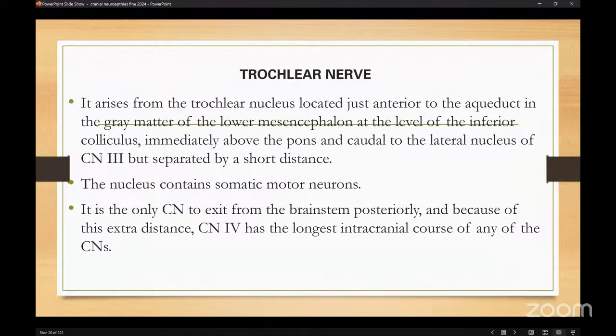So I'll go to the next cranial nerve, that is the trochlear nerve. It arises from the nucleus located just anterior to the aqueduct in the gray matter of the lower midbrain at the level of the inferior colliculus. At the level of the superior colliculus you have the third nerve; at the level of the inferior colliculus it is the fourth nerve. It is just above the pons and caudal to the lateral nucleus of the third nerve. It has mainly somatic motor neurons, and it is the only nerve to exit from the brainstem posteriorly. Because of this extra distance, we call it the longest intracranial course of any of the cranial nerves.